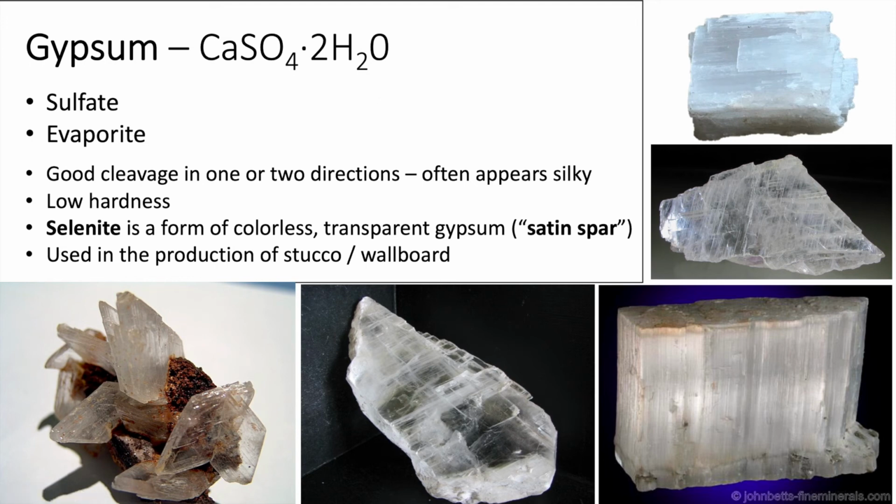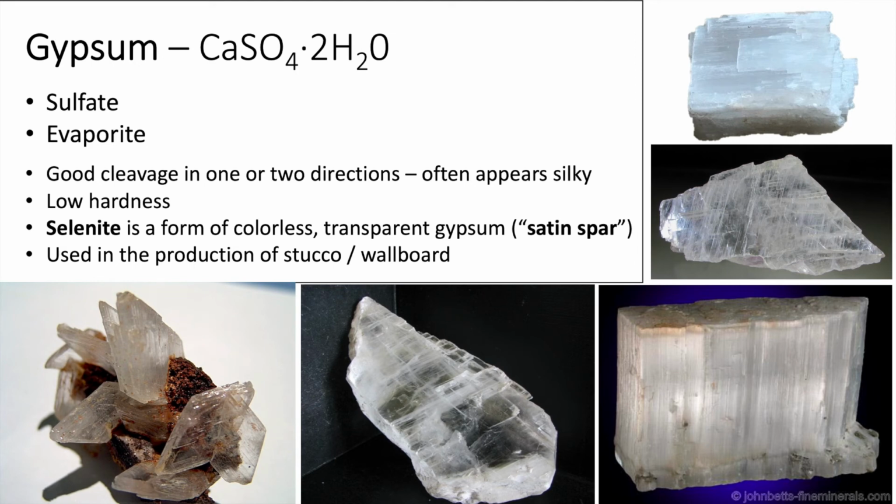So gypsum, its cleavage can kind of vary, but usually it's good cleavage in one or two directions that often gives it a kind of silky structure. So this is a good example in the bottom right here of that silky texture on the sides of this gypsum crystal. It has pretty low hardness, so it's very easily scratched.